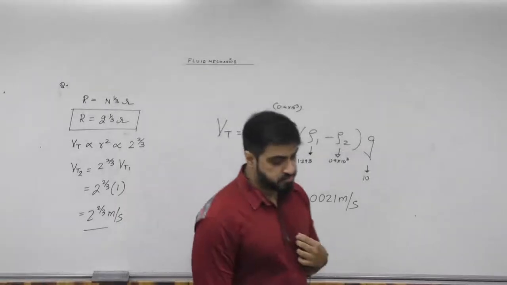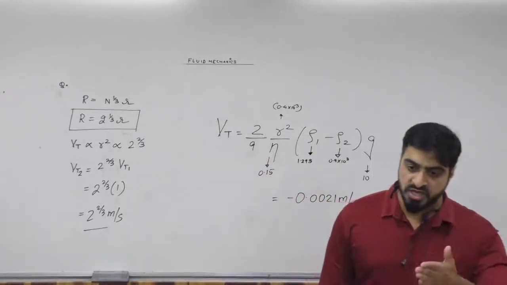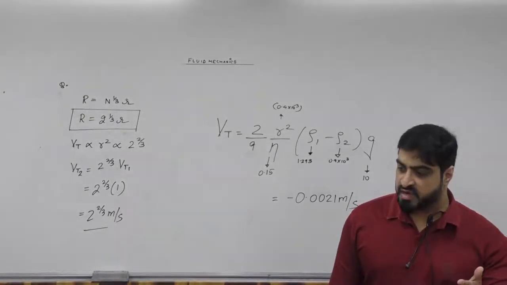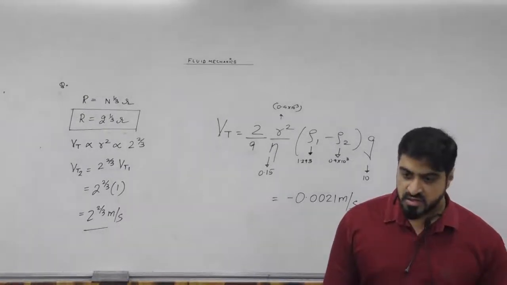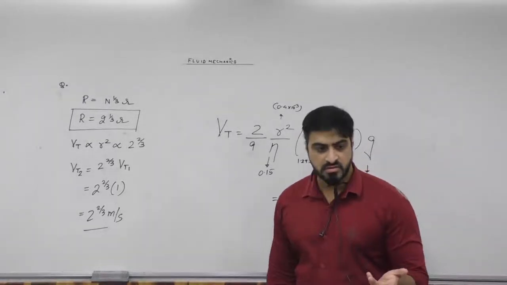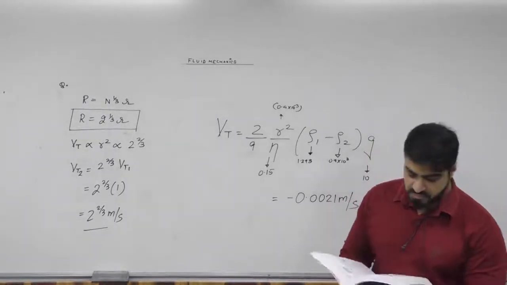Next question. You just need to equate under root 2gh with Vt. So 2gh will become equal to Vt square, na? So h will become Vt square by 2g. And Vt square is that big formula. Next question.